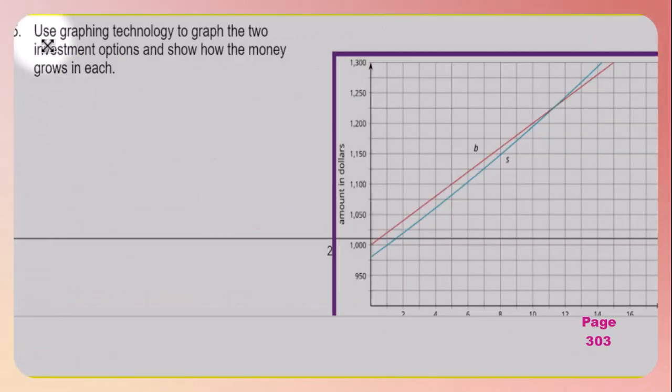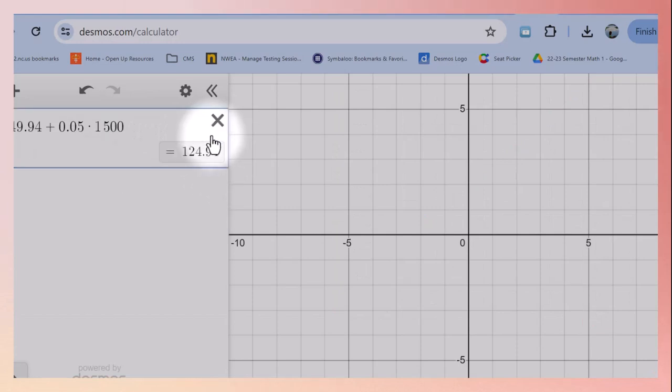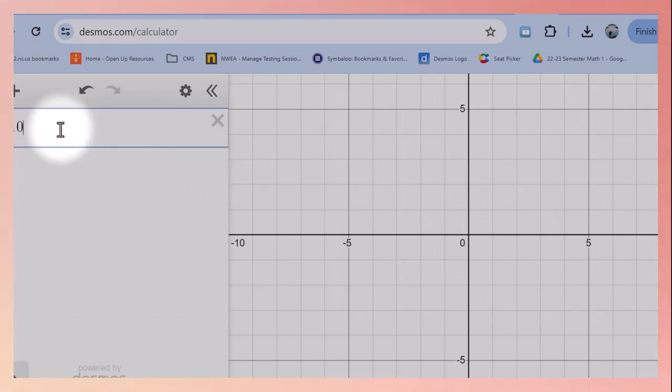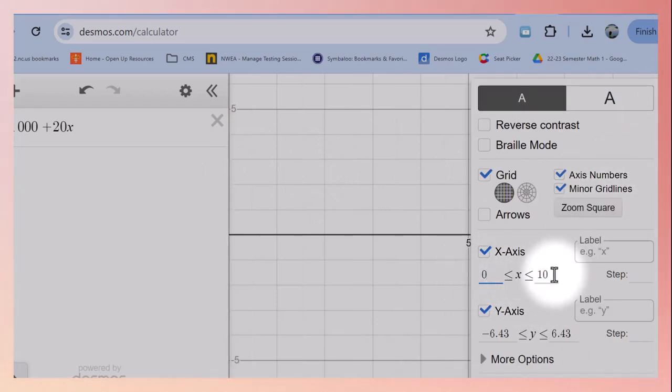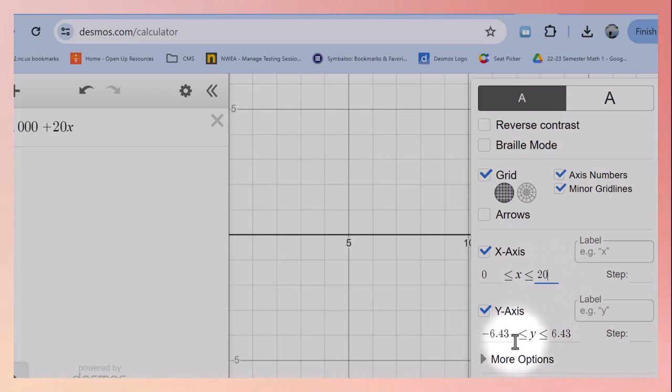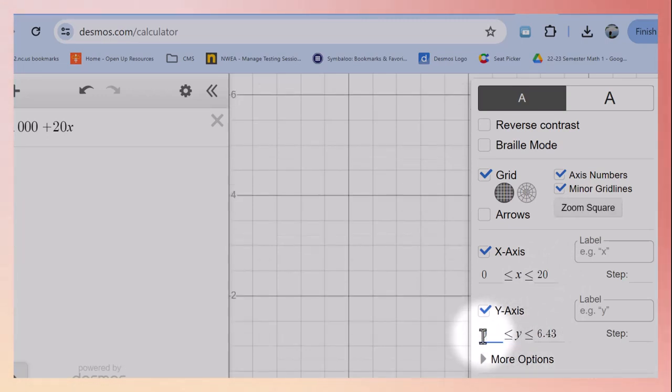The next part is to go ahead and use your graphing technology to graph the two investment options and show how the money grows in each. So I'm going to start with the initial amount of 1,000. It's going to be plus 20 times x. And I need to adjust this because we're going to start at 0, and I'll go to 20. I'm not sure how far I have to go out, so I'll just do that. With the y-axis, I'm going to start at 0. We're not going to go into the negative. That doesn't make sense, at least not right now.